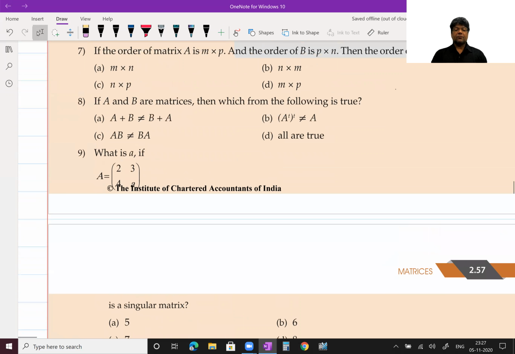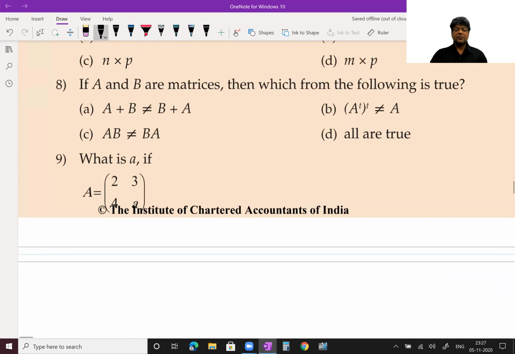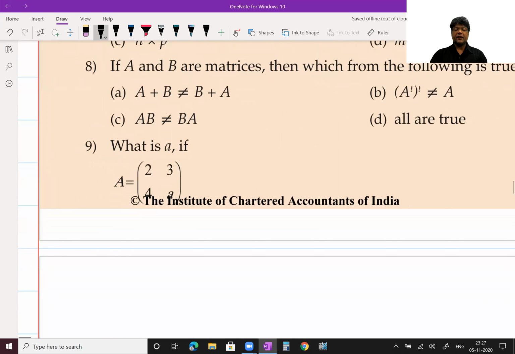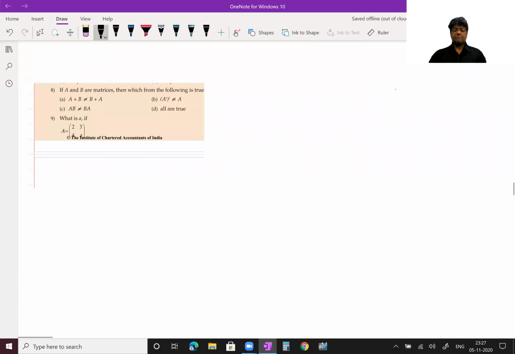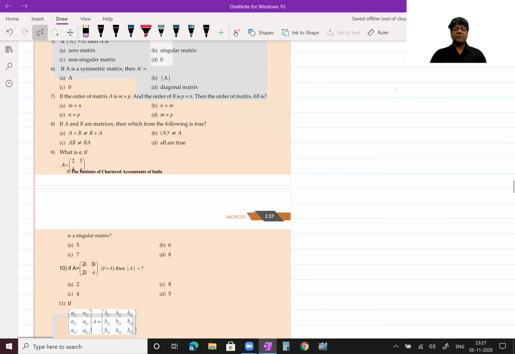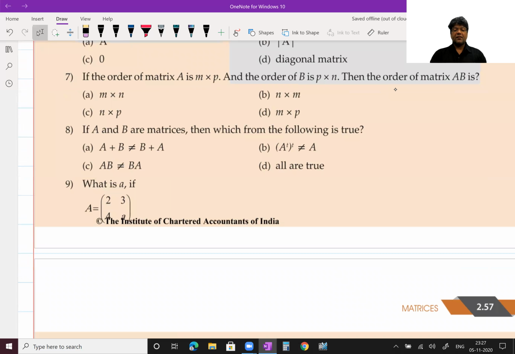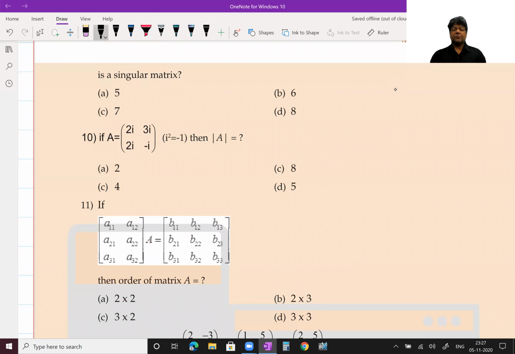See here, question number 9. What is small a if capital A is equal to 2, 3, 4 and a is a singular matrix? Singular matrix means what? Its determinant will be equal to 0. So left multiplication first, that is 2a minus 12 is equal to 0. A will be equal to 6. Left minus right. I square is given as minus 1. That will be your determinant.